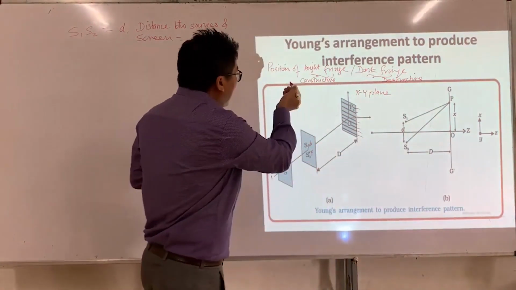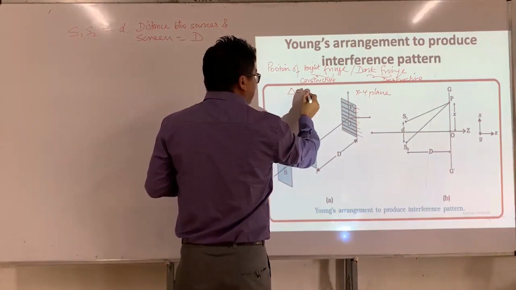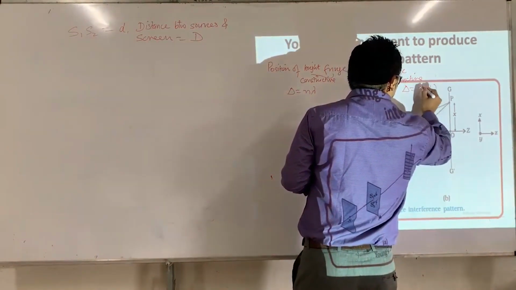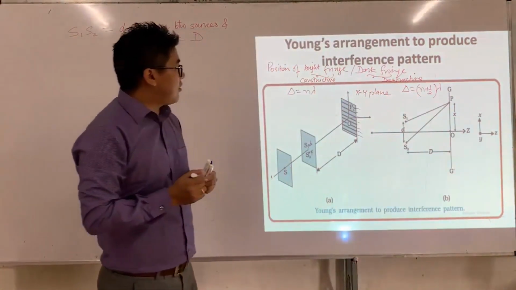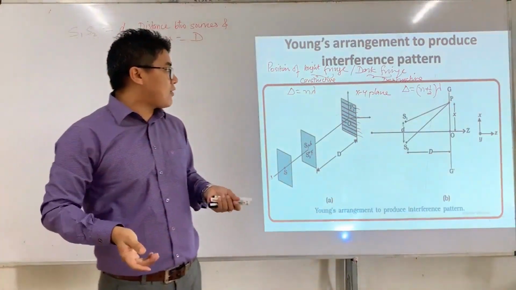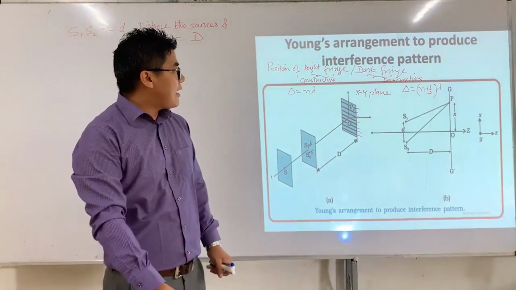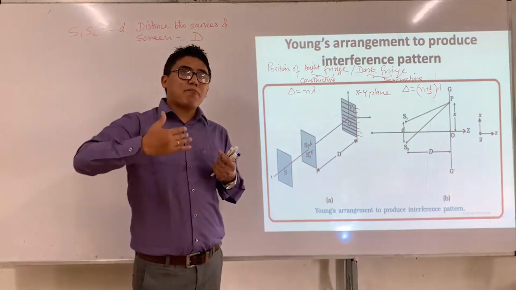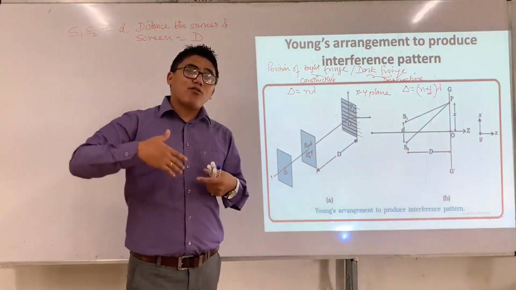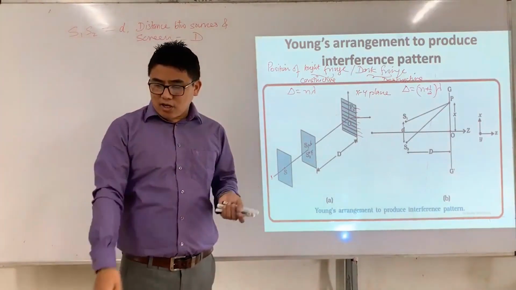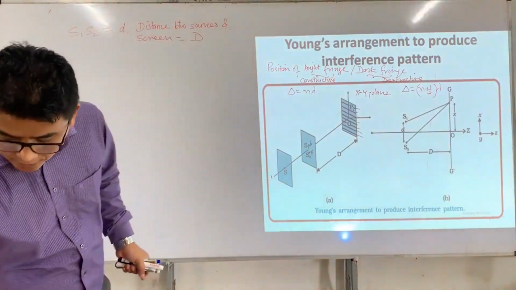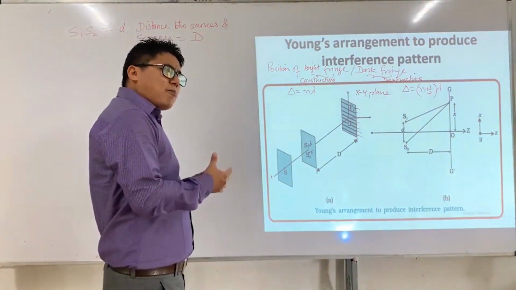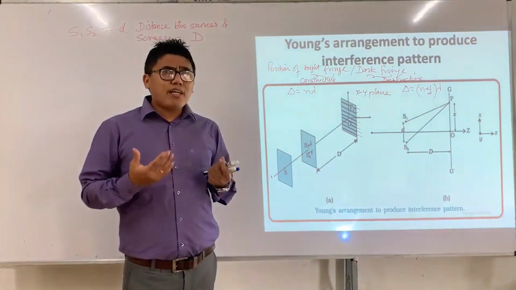Again, for the bright, the path difference is n lambda, and for the dark, the path difference would be (n plus half) lambda. These are the conditions. So now we would like to find out the path difference, and then accordingly find the positions of the first bright, second bright, third bright, and then the first dark, second dark, third dark. This is all we are going to do. The most important point here is to find out the path difference.